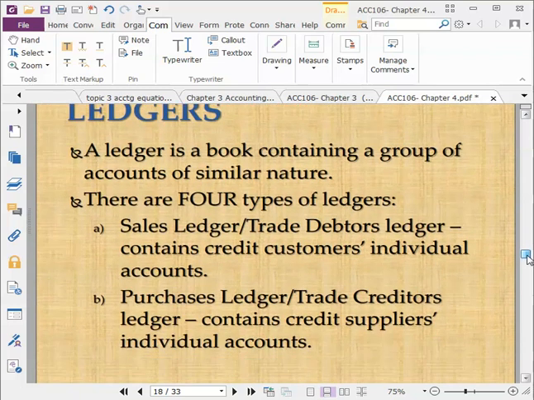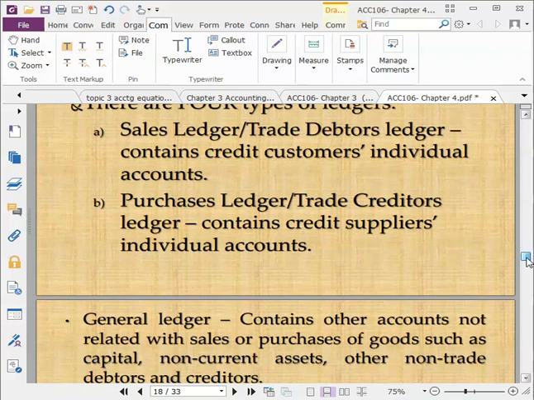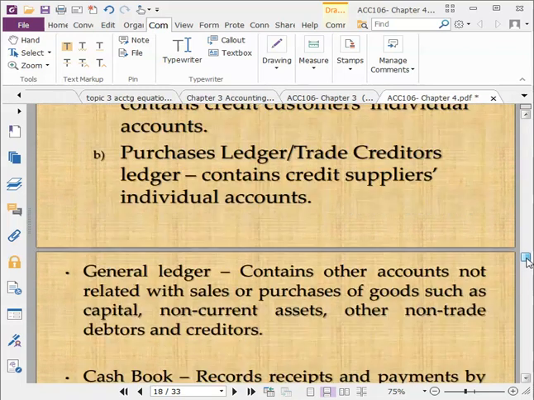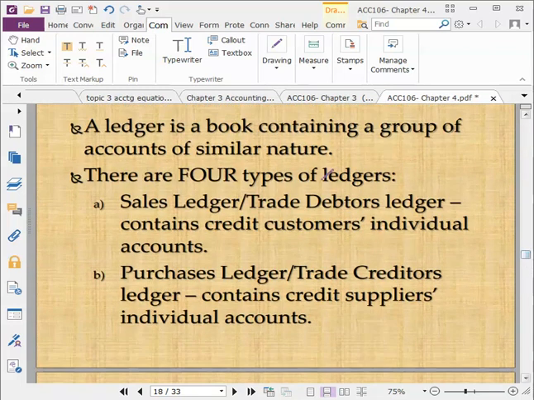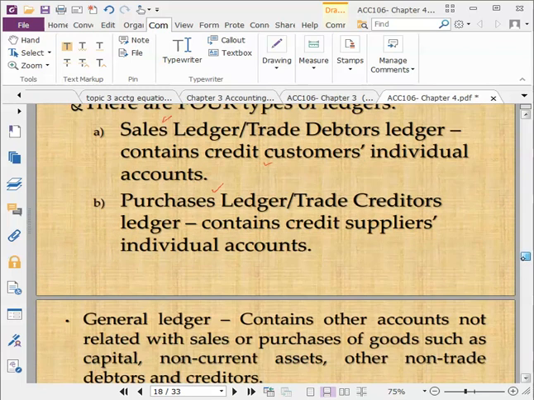Okay, ledger ni benda yang sama lah. Kita ada sales ledger, purchase ledger, general ledger. Kalau sales ledger ataupun trade debtors ledger ni maksudnya kita akan buka sales account dengan account receivable. Sebab kalau ada orang berhutang, dia akan jadi account receivable. Purchase pula, kalau purchase secara cash, kita akan buka purchase. Kalau kita yang berhutang, kita akan buka account payable.